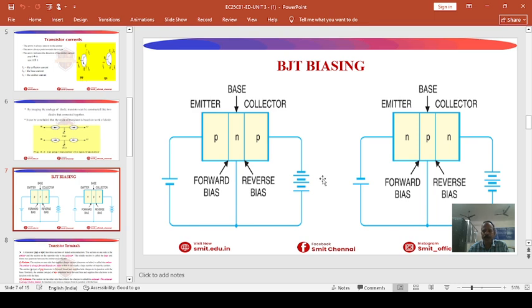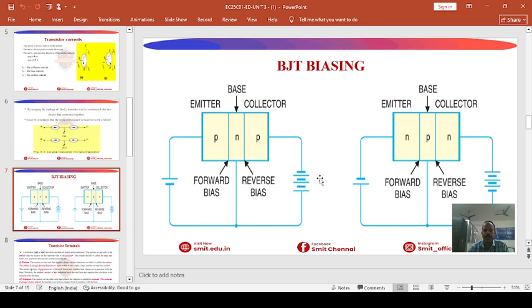Coming on to the biasing of the BJT, generally the nature of biasing will be: emitter-base will always be forward biased, whereas base-collector will be in reverse bias, either for PNP type or NPN type. So the transistor, as I already told you, can operate in two modes: either as an amplifier or it can also act as a switch. Based on the biasing, we can have this.